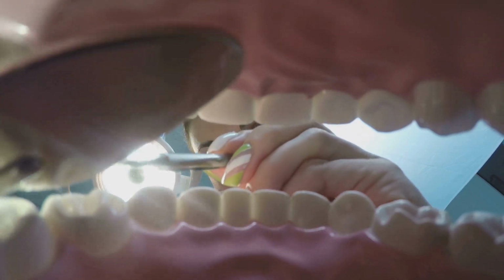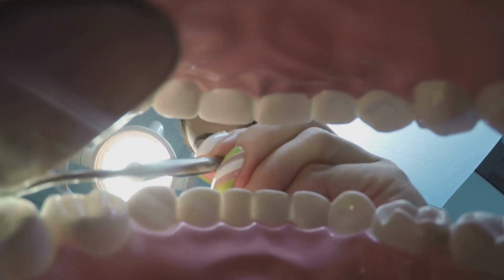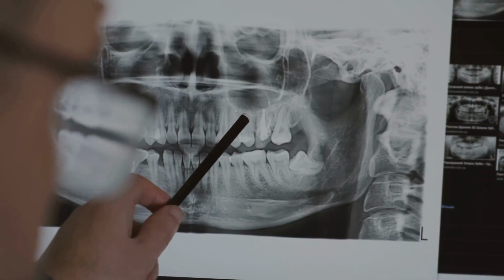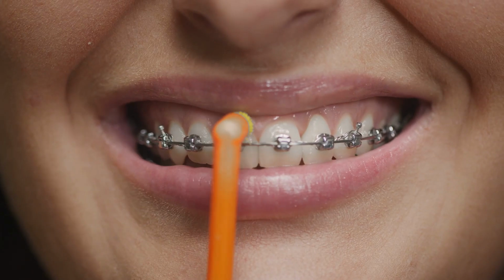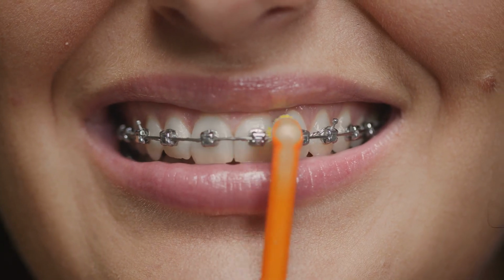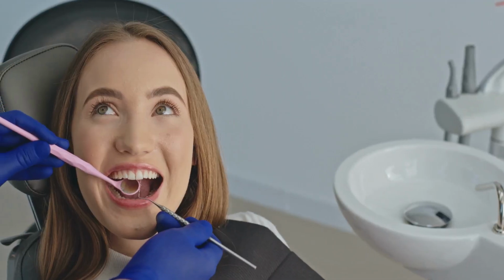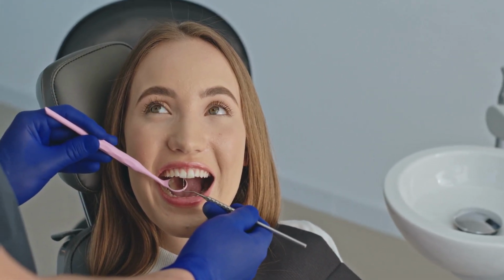So there you have it, everything you need to know about dental caries. Why interproximal caries are the worst and how to protect your teeth. Remember, prevention is key. Brush, floss, limit sugar, and see your dentist regularly. Your teeth will thank you for it.